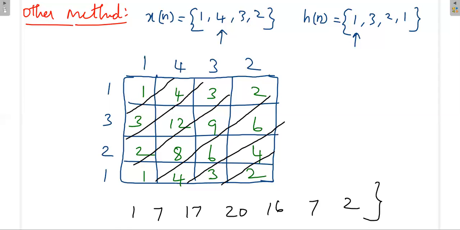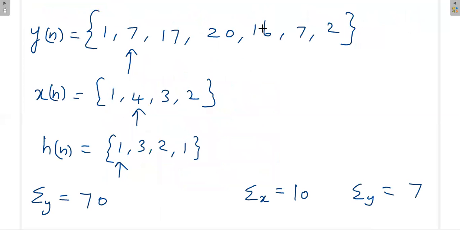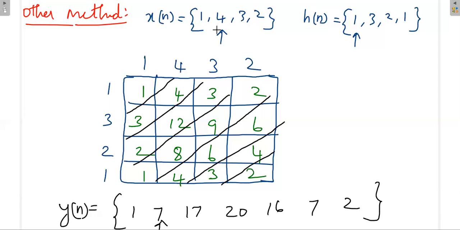So in this process, we have identified what y of n is. And also we know that n is equal to -1, n is equal to 0. Definitely this will start at n is equal to -1, so the arrow mark will be here. Just compare with our result: 1, 7, 17, 20, 16, 7, and 2. The same result we are getting here. So this is one of the simplest methods by which we can easily find out what y of n is. So we will stop with this. Thank you.